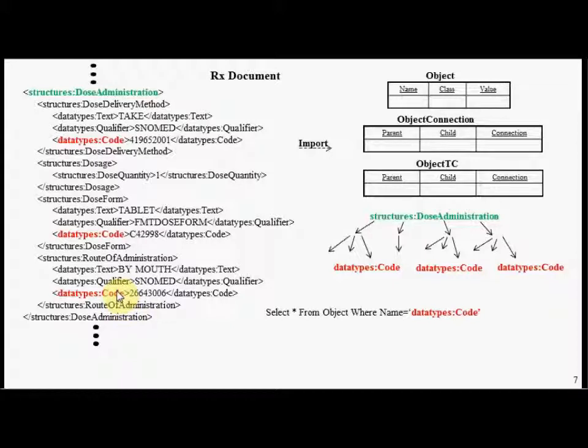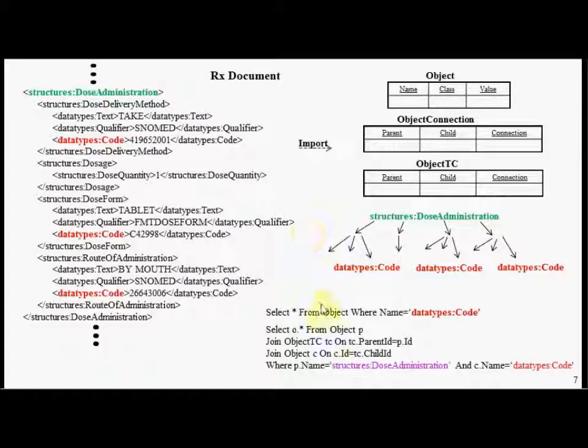Let's say I only want to pull out the code tags within the context of this dose administration parent here. I can write a select statement as follows here. Notice I'm using the transitive closure table here, basically saying starting from this node here, find all of the code attributes underneath here, and that's what this select statement represents.